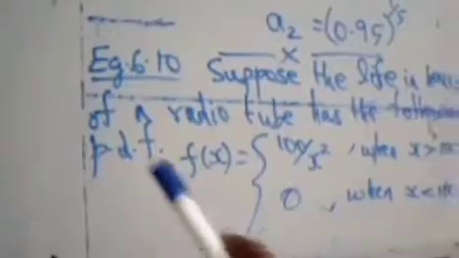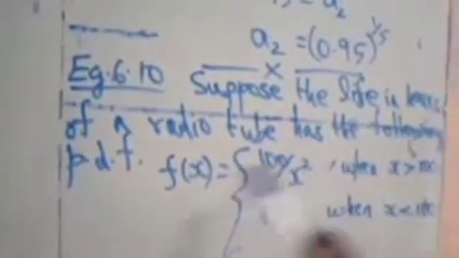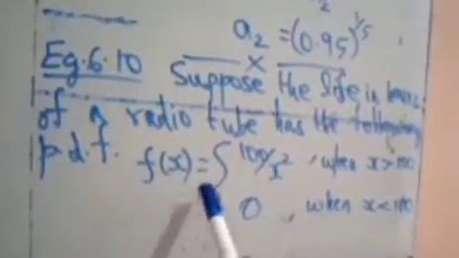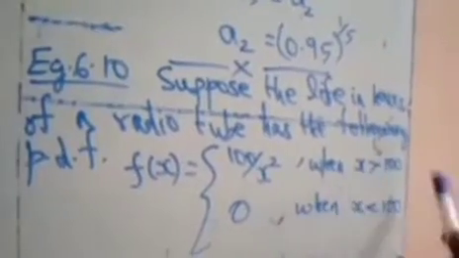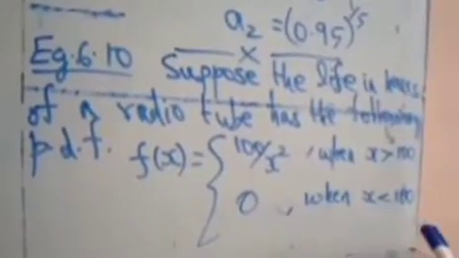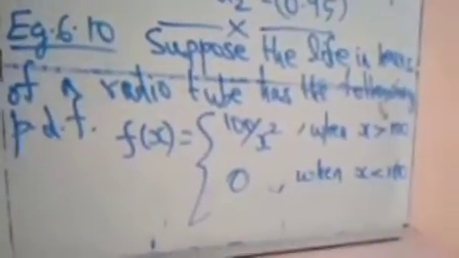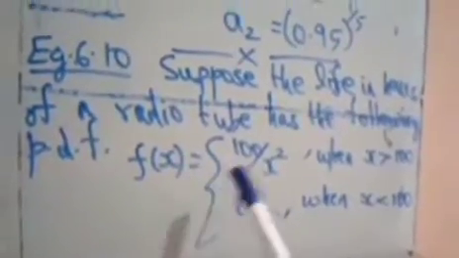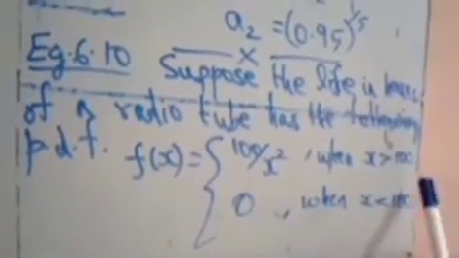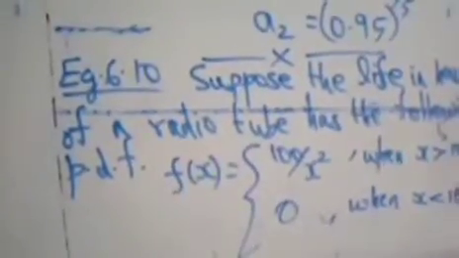Okay. Now we will go for another one, example 6.10. Suppose the life in hours of a radio tube has the following PDF. f of x equal to 100 by x square when x is greater than 100, and 0 when x is less than 100. That means this function is valid only for x more than 100. Okay, can you follow?